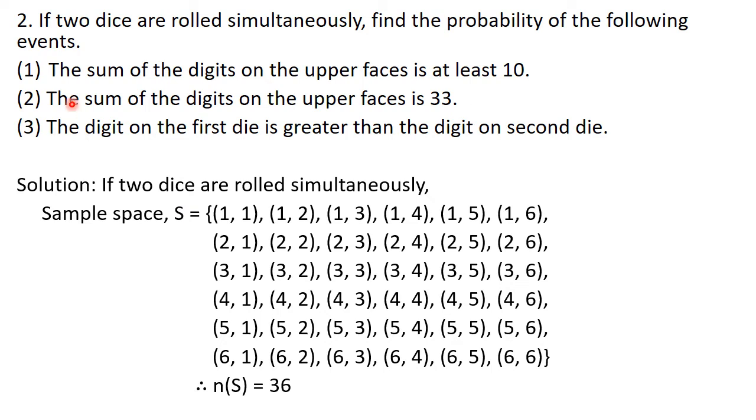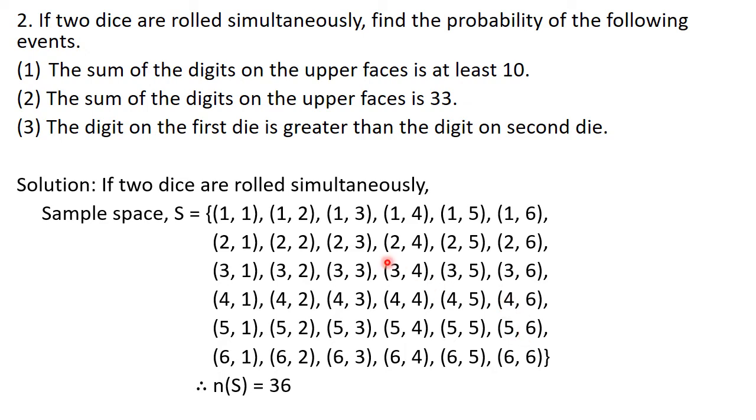Now let's go towards the first event, or event A. The sum of the digits on the upper faces is at least 10. At least 10 means minimum 10, that is 10 or more than 10. What we can observe here is the minimum sum is 2, 1 plus 1, and the maximum sum is 6 plus 6, 12. So here the possible sums are 10, 11 and 12. So we have to write down all the sample points where the sum is 10, 11 or 12.